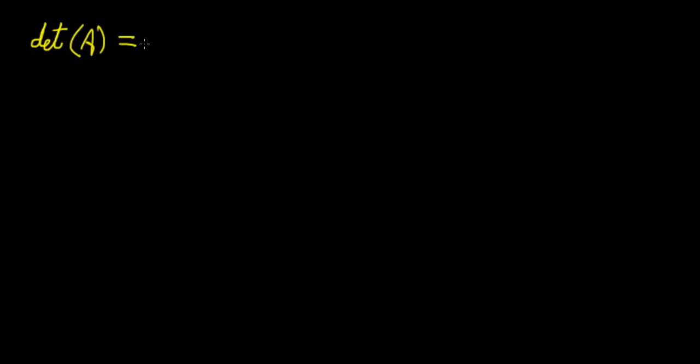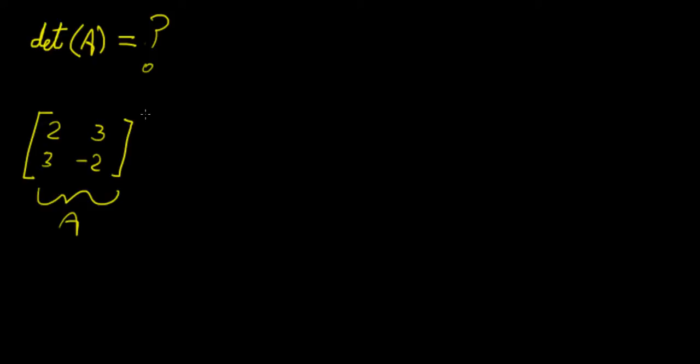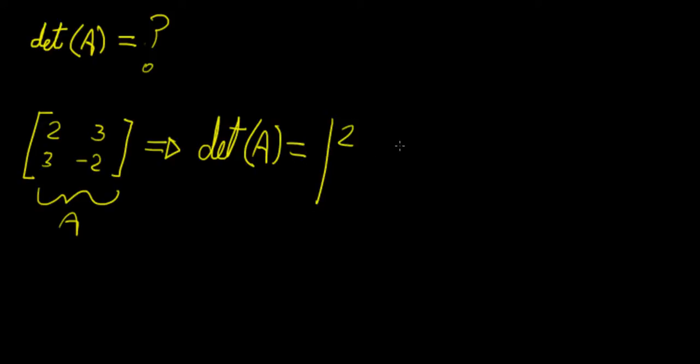Before I begin to even explain what this is, let's look at a 2 by 2 matrix, with entries 2, 3, 3, and minus 2. Let's call this A. The determinant of a matrix is usually denoted using straight long bars on the side. So the determinant of A is going to be long bars 2, 3, 3, minus 2.